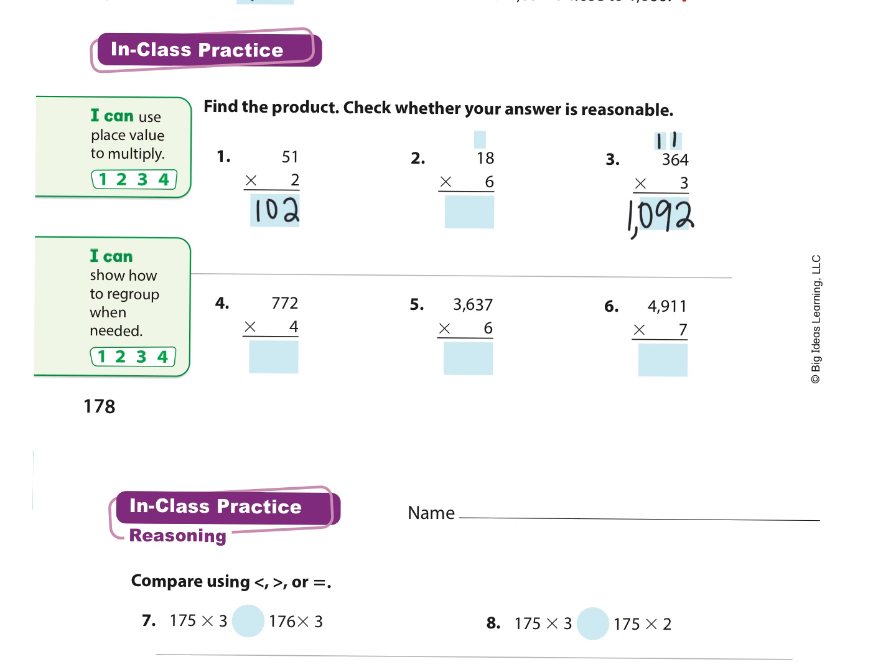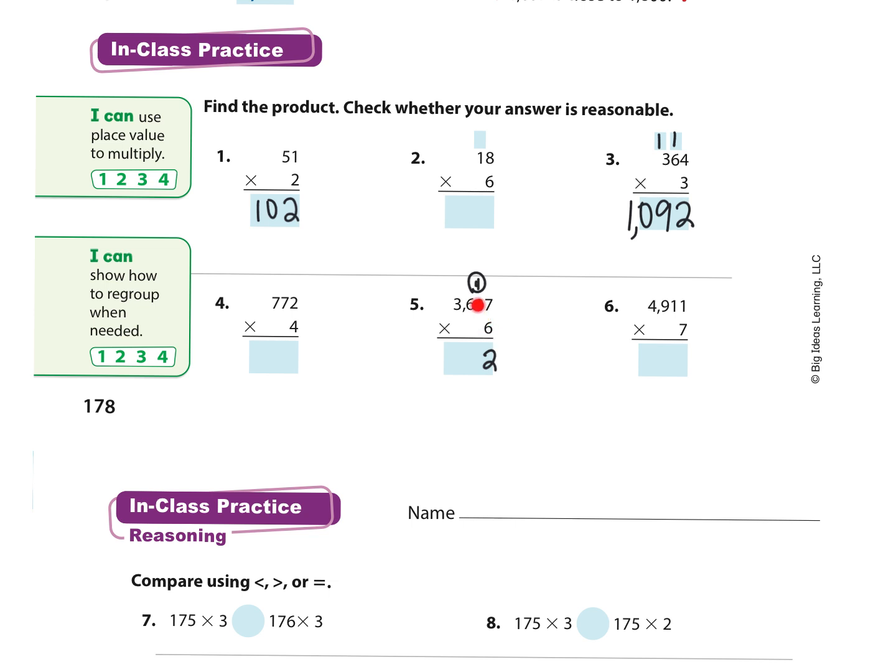Number 5, on this one, it's 3,637 times 6. So I'm going to be multiplying this 6 by all of these top numbers. There's no blue boxes on the top this time, so I need to be very careful. Okay, first, 6 times 7. What is 6 times 7? 42. 42, and I carry that 4 up above.